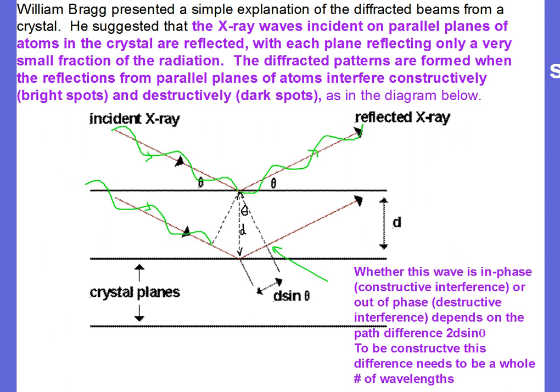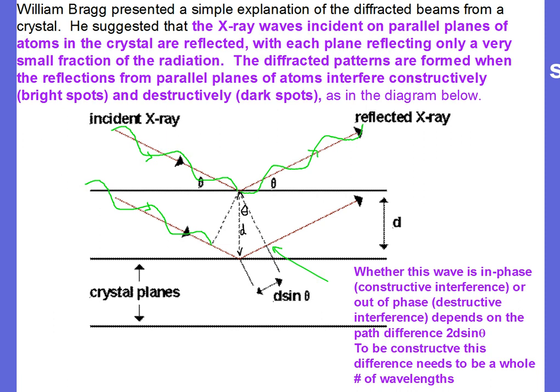Now, if we go on to page 3, at the top of the page it says William Bragg presented a simple explanation for the diffracted beams. He thought about, on the atomic scale, what it means for these beams to be diffracted. And he suggested the X-rays were incident on parallel planes of atoms, so these lines here represent planes of atoms in the crystal. He said that the X-rays were reflected off each plane of the crystal, and each plane only reflected some of the X-rays. And the diffraction patterns were formed when the reflections from the different planes were either constructively or destructively interfering with each other.